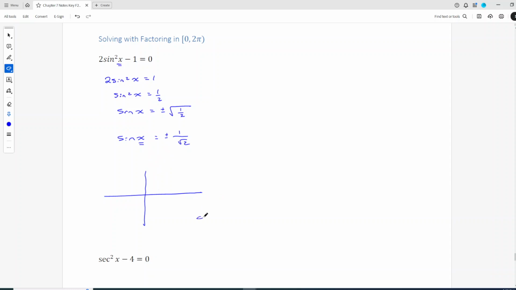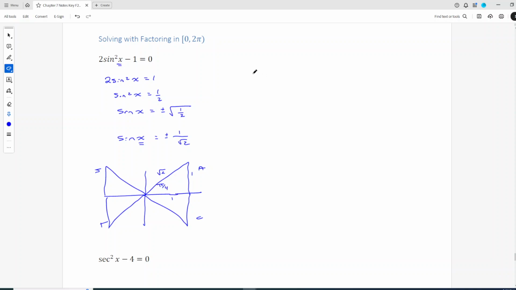Now, sine is positive in quadrants 1 and 2. But we also want to solve where sine is negative, which is quadrants 3 and 4. So we are just going to give our answers in all 4 quadrants. If the opposite is 1 and the hypotenuse is root 2, that's going to make this my 1, 1, root 2 triangle, which is going to make my reference angle pi by 4.